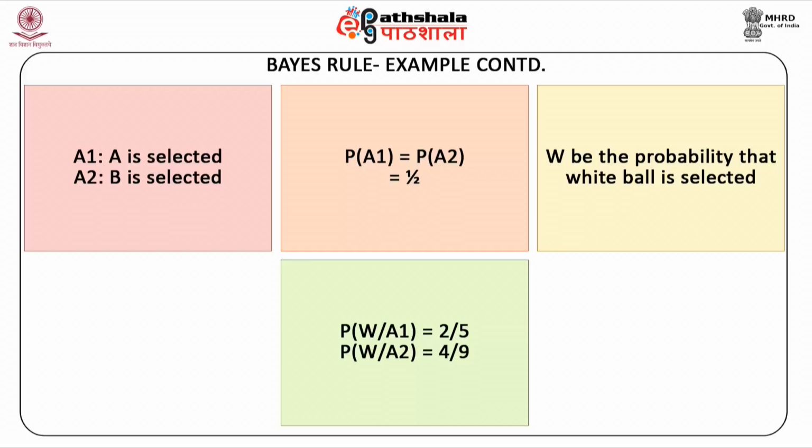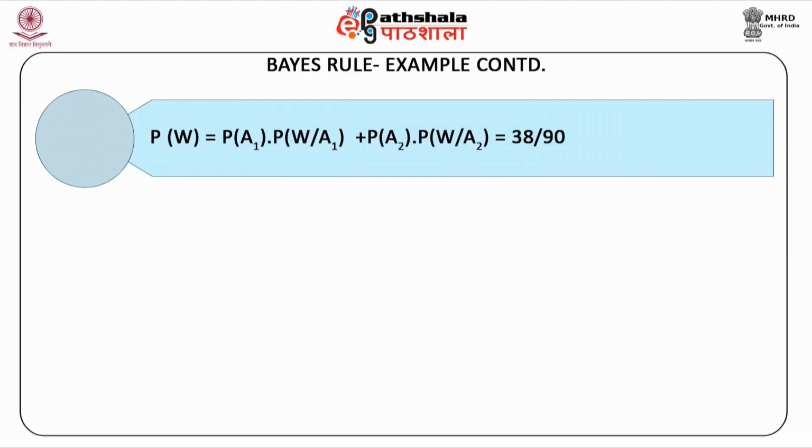Probability of W given A1 is equal to 2 upon 5 and probability of W given A2 is equal to 4 upon 9. Probability of W is equal to probability of A1 multiplied by probability of W given A1 plus probability of A2 multiplied by probability of W given A2, which is equal to half multiplied by 2 upon 5 plus half multiplied by 4 upon 9, which is further equal to 38 by 90.